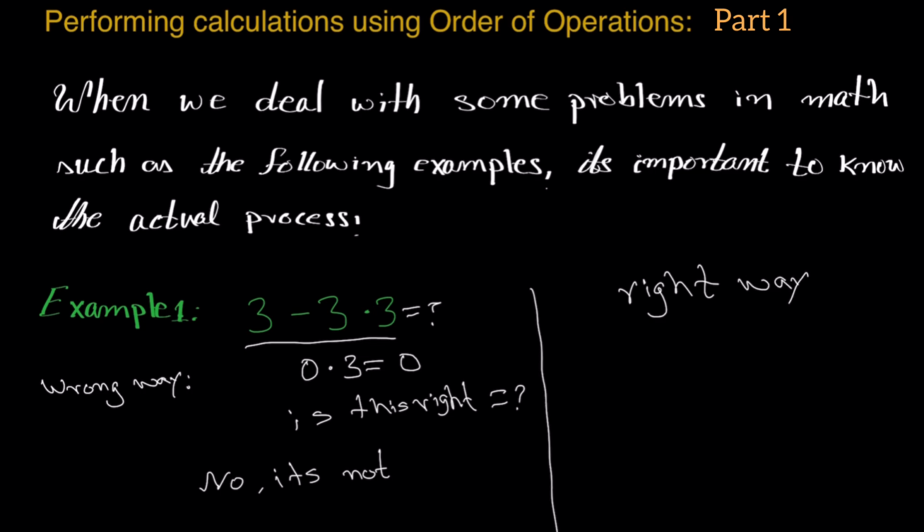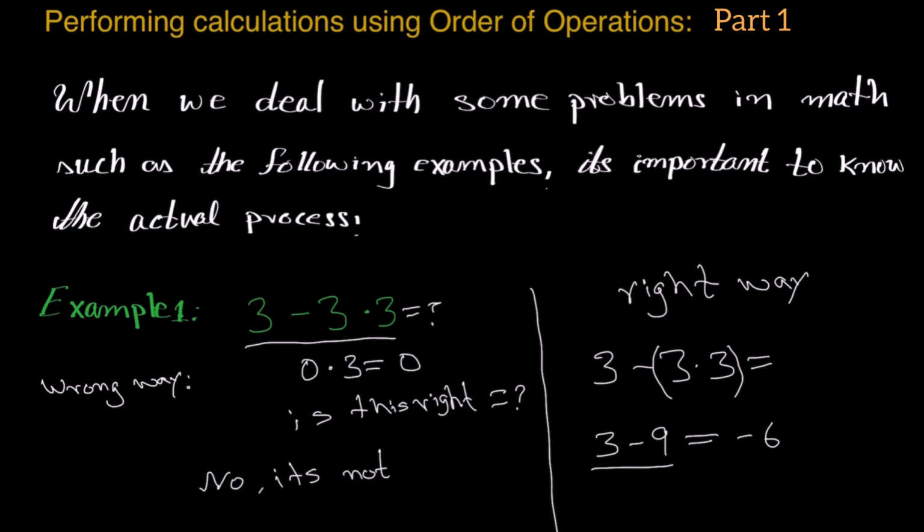In the right way, we have 3 minus 3 times 3, and there is a multiplication and a subtraction there. We will always give priority to multiplication, so we will do this one first. We write down 3 minus the same. 3 times 3 is 9, and then you can simply do the subtraction. So 3 minus 9 will be minus 6, or we can do 9 minus 3 but take the sign of the bigger number. Either way, 3 minus 9 gives minus 6.